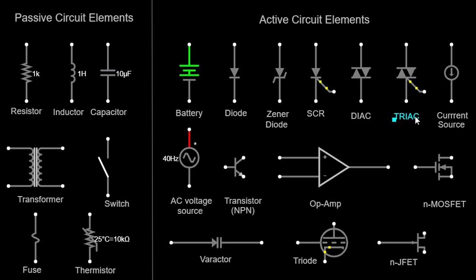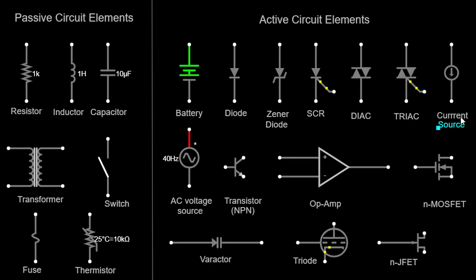Triac. A triac is a three-terminal semiconductor device that can conduct current in both directions. It is often used for controlling AC power to devices such as dimmer switches and motor speed controllers. Triacs are represented by two back-to-back SCRs sharing a common terminal.